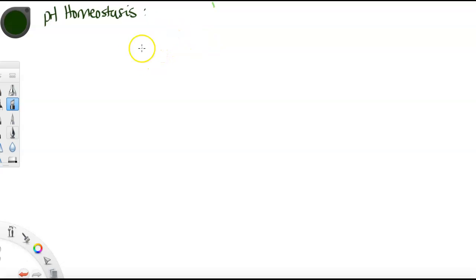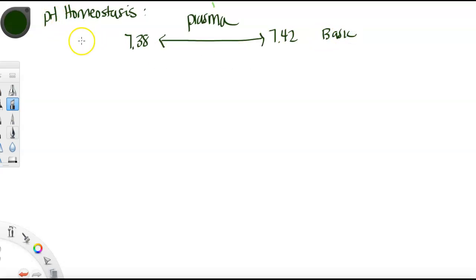The pH range in plasma ranges from about 7.38 to about 7.42. So we say an average of about 7.4. So up here it's a little basic, down here it's a little acidic. So it is very important that the pH doesn't go outside of this range.